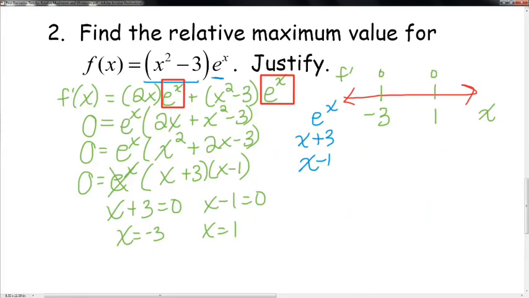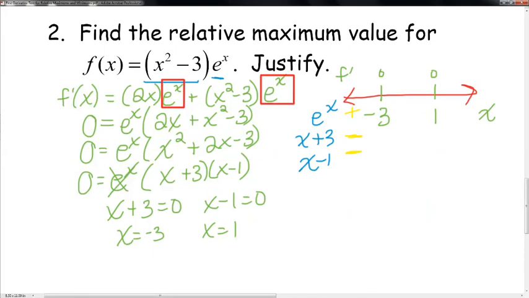So let's pick a number to the left of negative 3. Let's say negative 4. Well, e to the negative 4 just means it's 1 over e to the 4th, which is a really small number, so that's positive. E to the x is always positive. Negative 4 plus 3 is negative 1, so it'll be negative. Negative 4 minus 1 is a negative number, so that's also negative.